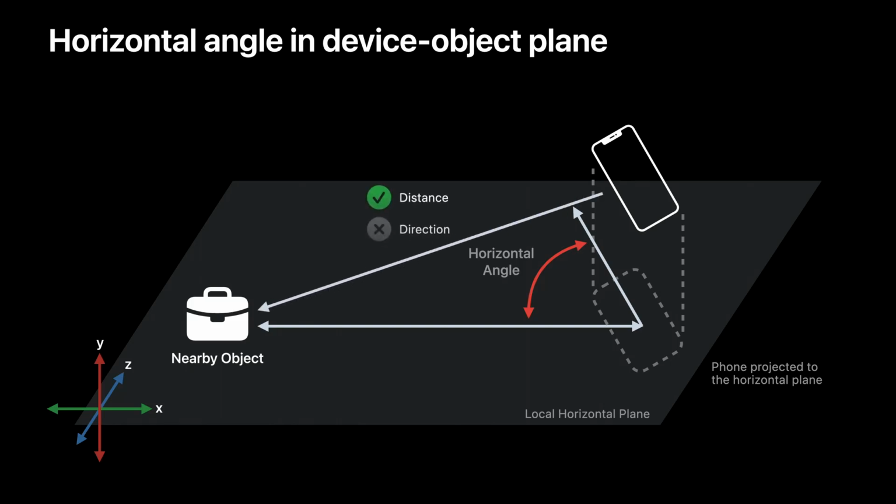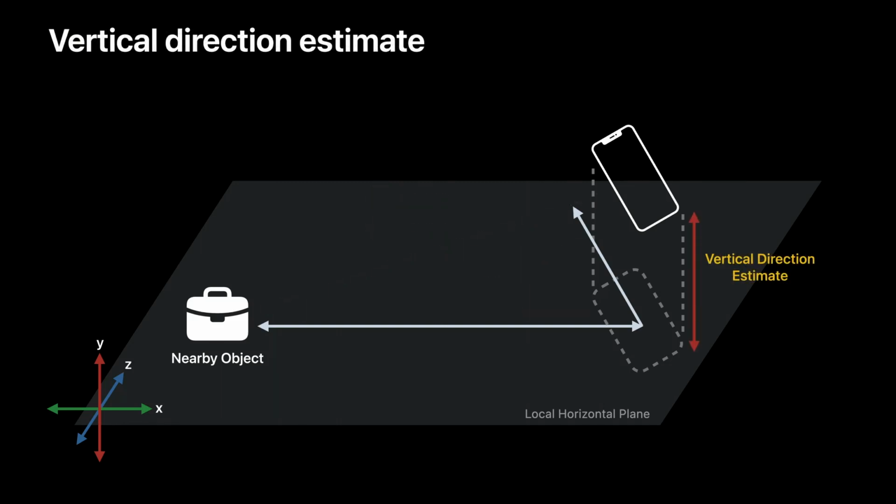This horizontal angle property is complementary to the direction property, and if direction cannot be resolved, the horizontal angle can be available to help you guide your user to a nearby object. Vertical direction estimate is a qualitative assessment of the vertical position information. You should use it to guide the user between floor levels. Let's look now at the new vertical direction estimate type.